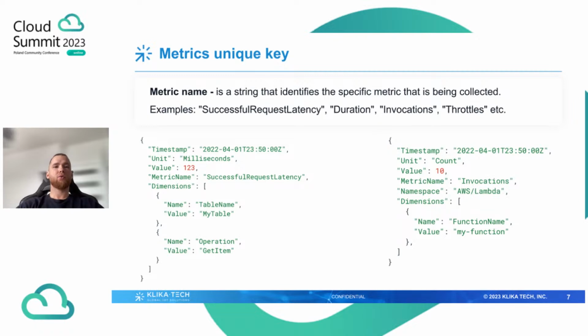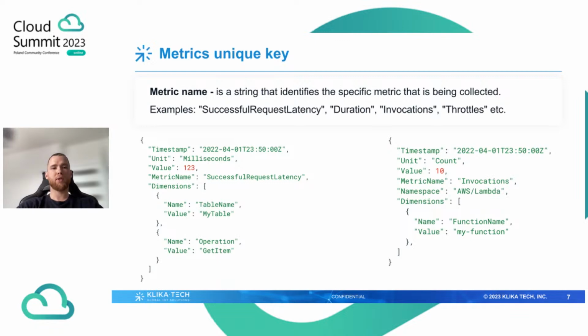And let's start by getting to know one of the most important aspects of CloudWatch, metrics. Metrics are data about the performance of your systems, which are sent by AWS services to Amazon CloudWatch. In CloudWatch, metrics are uniquely defined by a combination of a name, a namespace, and 0 or more dimensions. The metric name is a string that identifies the specific metric that has been collected, such as successful request latency or duration.